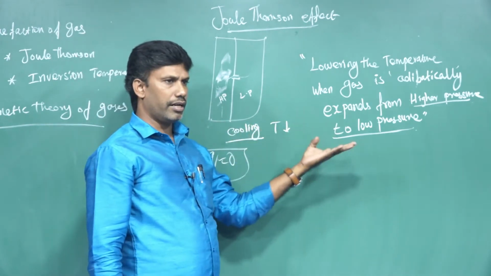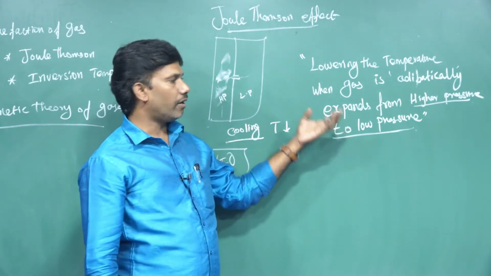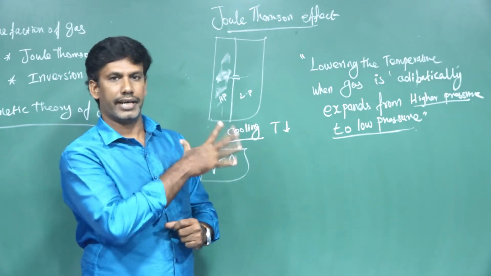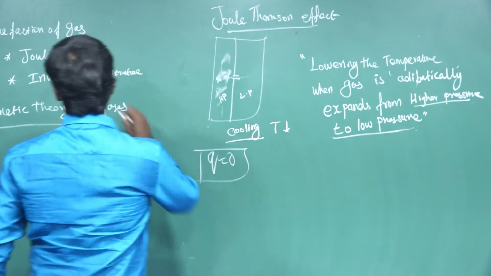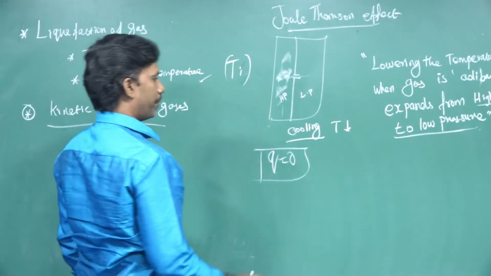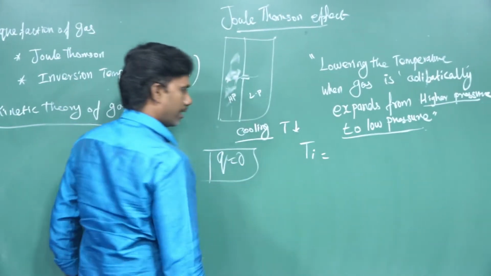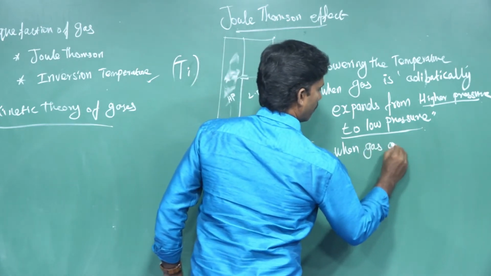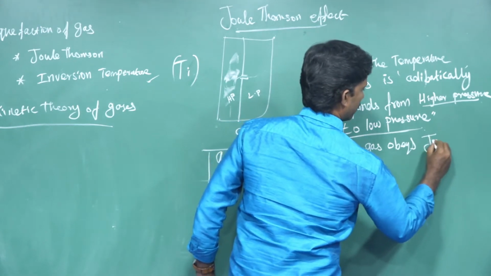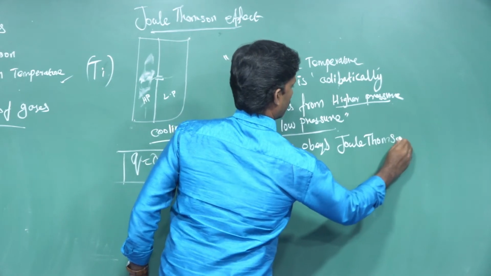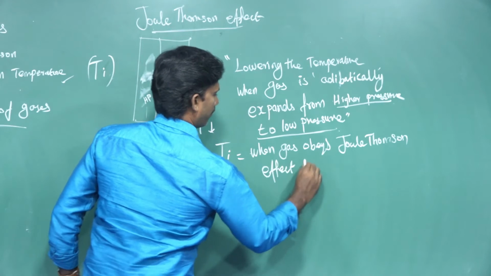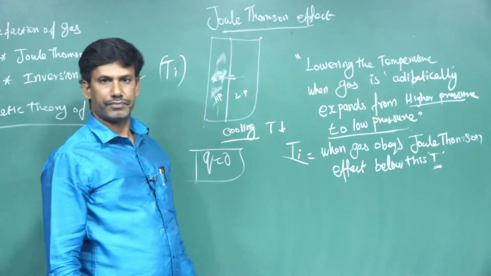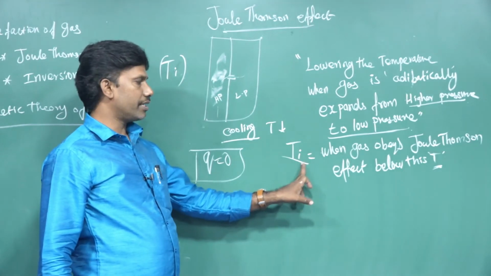It is not observed always. You cannot expect it to always happen. No. At a certain temperature, this is happening. That particular temperature is called the inversion temperature. It can be explained by Ti. Ti is the inversion temperature, below which a gas obeys the Joule-Thomson effect.